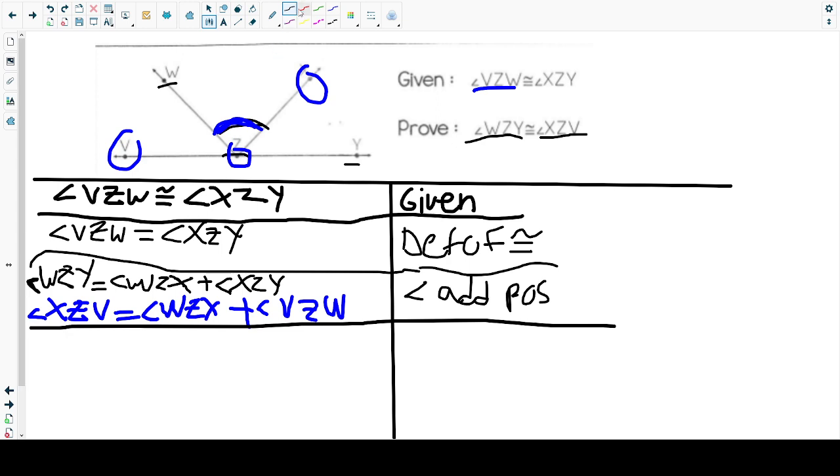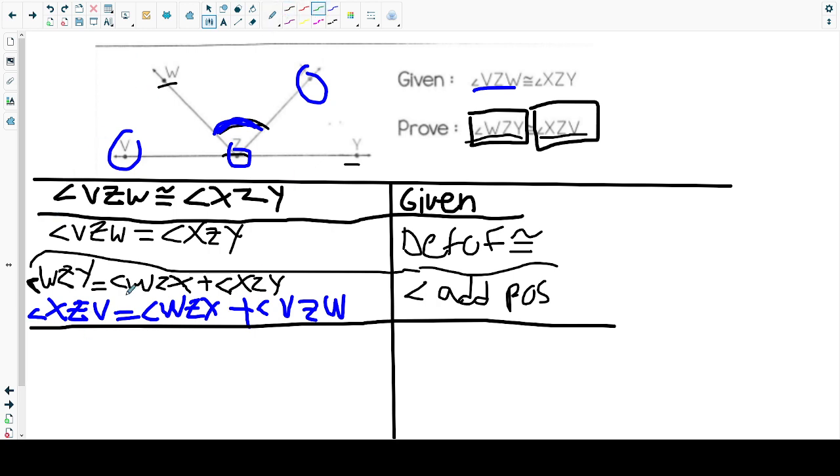So now I've taken care of getting pieces in play. Every piece I want to talk about is in play in some way, shape, or form. So now I need to get them linked up. Well, again, I notice here WZY and XZV are compound angles, aka they're made up of 2 smaller angles, which is why I got their DNA. And so therefore, if I want them to be equal, I need to get their DNA equal to each other. That's how I'm going to get them linked.